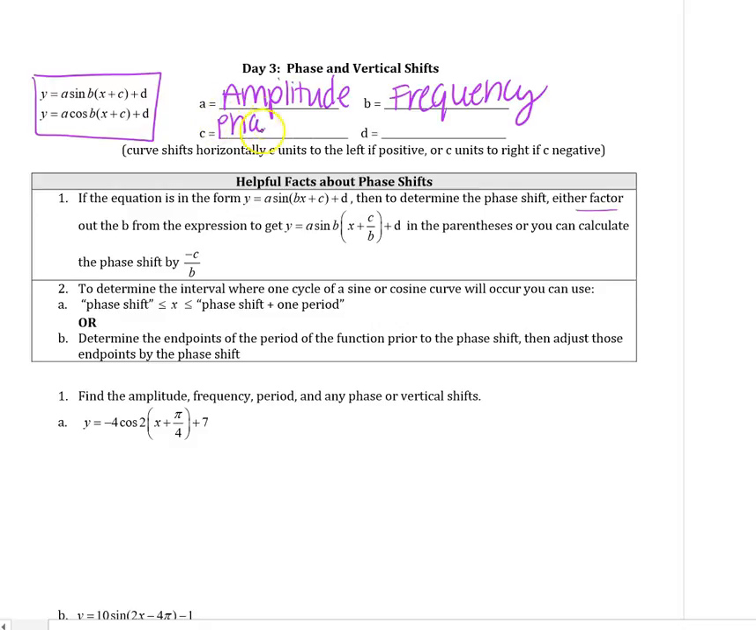C is what's known as your phase shift, which is really just a horizontal shift. And D is your vertical shift. So that's your up and down. Now notice that the curve shifts horizontally C units to the left if this value is positive, or C units to the right if it's negative, which is what we've been used to all along with transformations on graphs. It's counterintuitive with the left and right shifting.